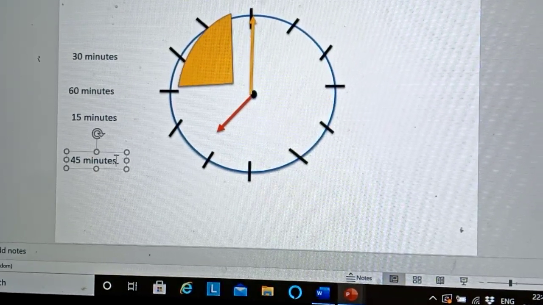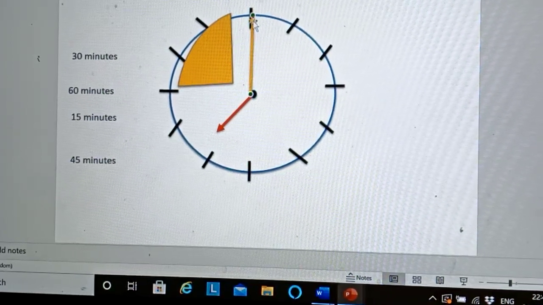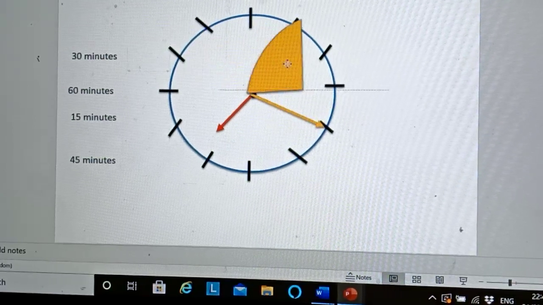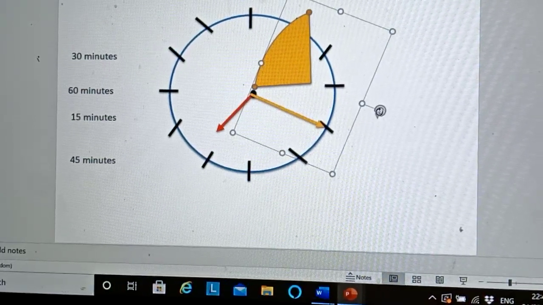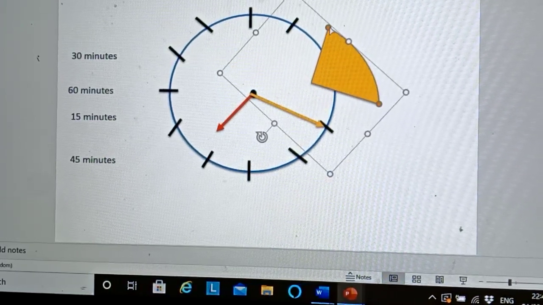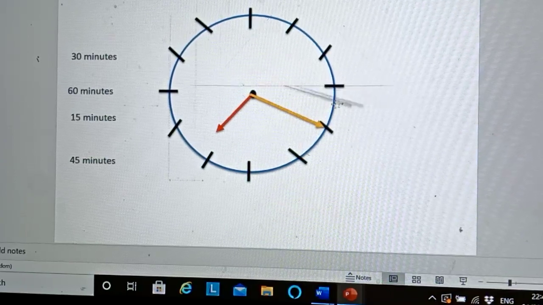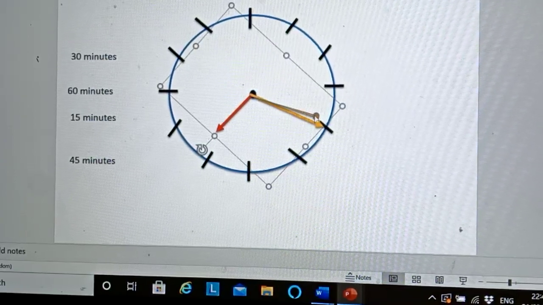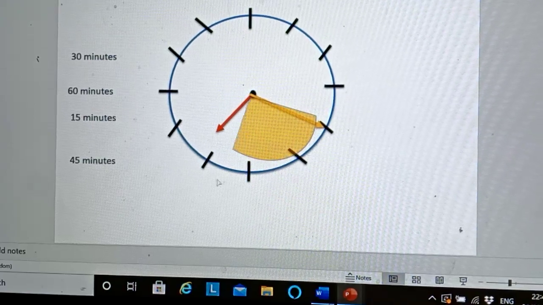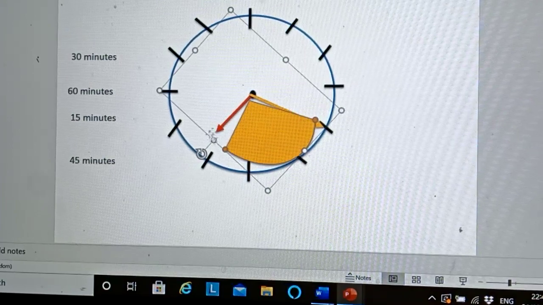If it was going to do 45 minutes, let's do 45. Let's say our minute hand starts there. So this time we're counting 45. What's that in hours and quarters? Is it three quarters? So here goes: 5, 10, 15. Oh, it's a bit skew.